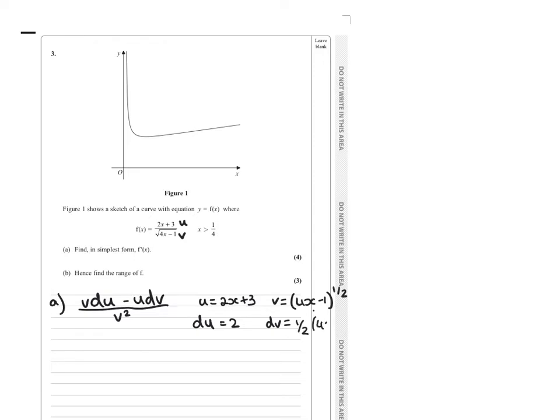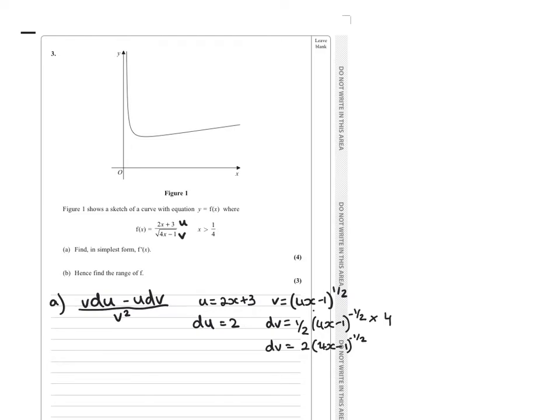Bring the power down, 4x minus 1 to the power of negative a half. Then we need to multiply by the differential of the bracket. The differential of the bracket is 4x minus 1. If we differentiate that, we get 4. So for dv, a half times 4 is 2. So we're going to get 2 bracket 4x minus 1 to the power of negative a half.